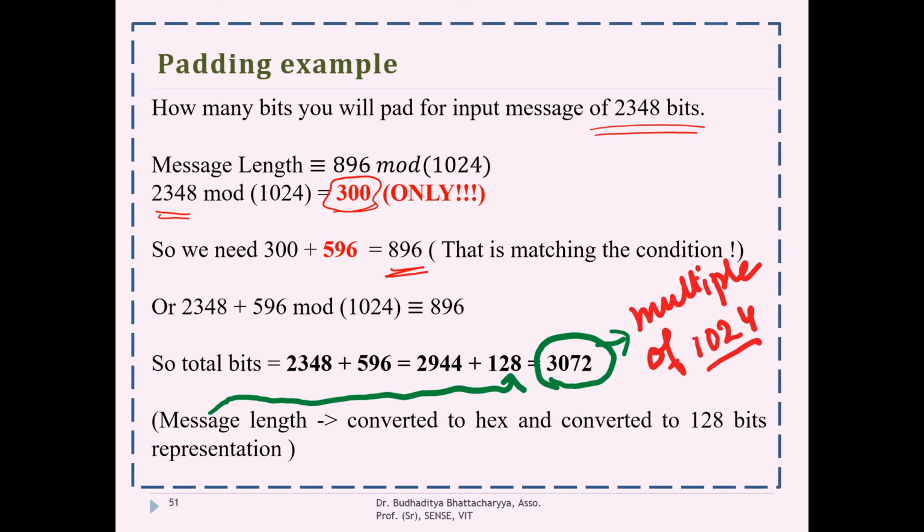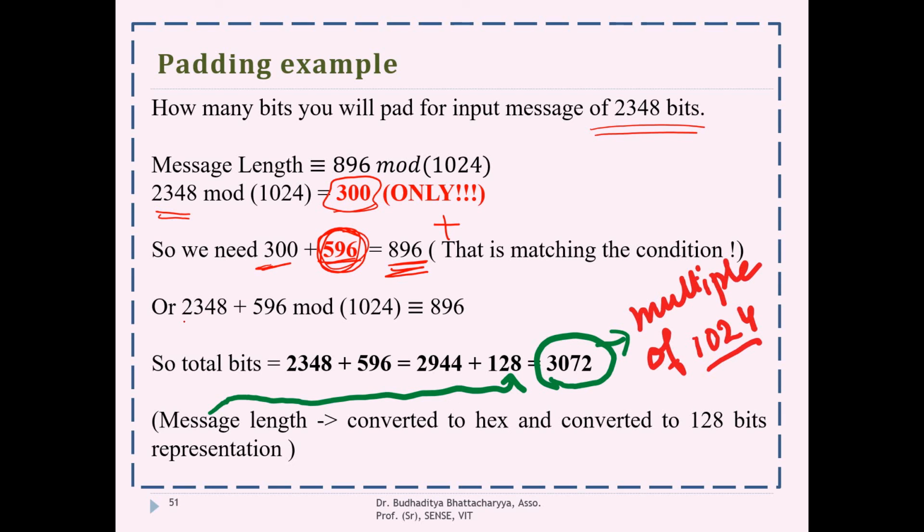Because by default 128 bits are allotted for the original message length, the configuration indicates we require a padding of about 596. The original message plus padding will be 896. Then 896 plus 128 will be 1024.